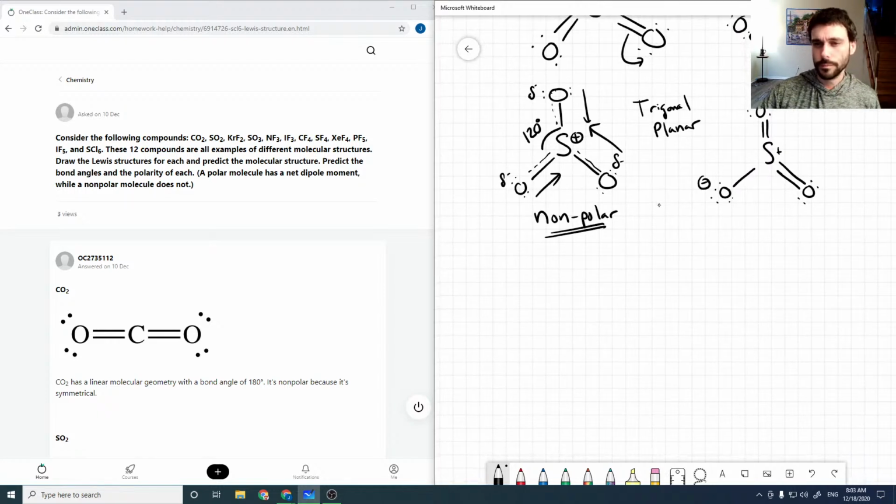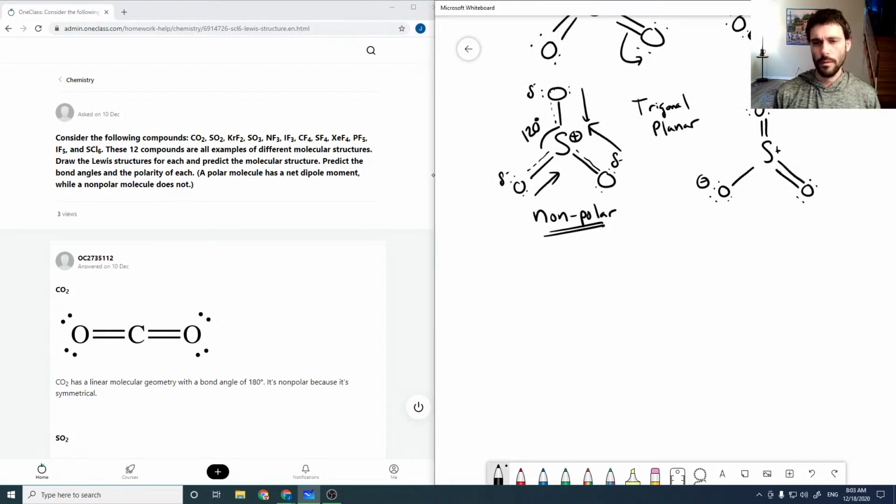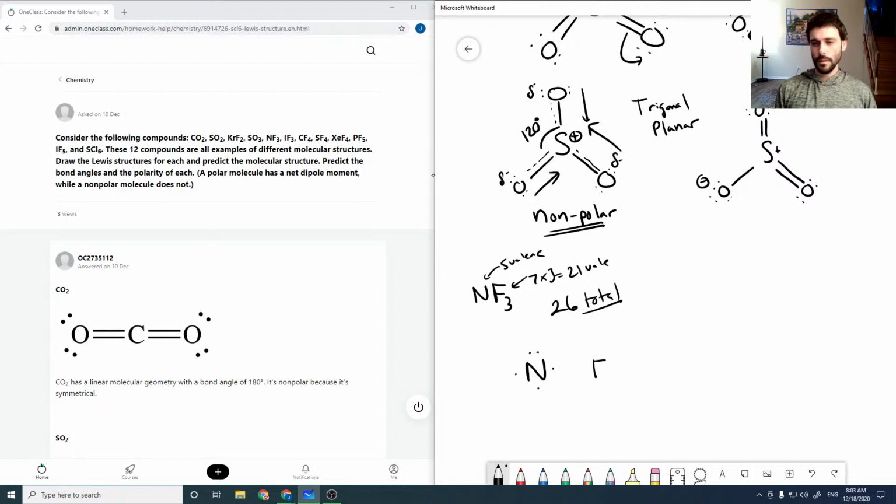NF3. So for NF3, we've got 5 valence here. 7 times 3 equals 21. So 26 total. So our nitrogen typically has 5. Our fluorines like this. And so this is actually a nice normal structure, or one that we're used to.